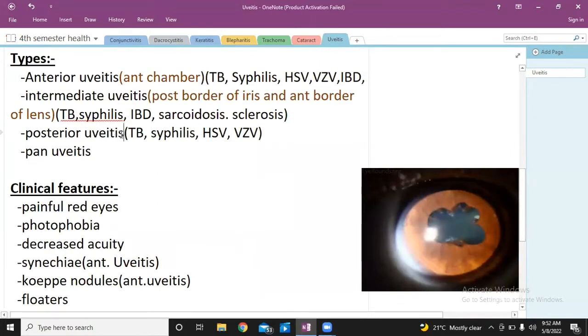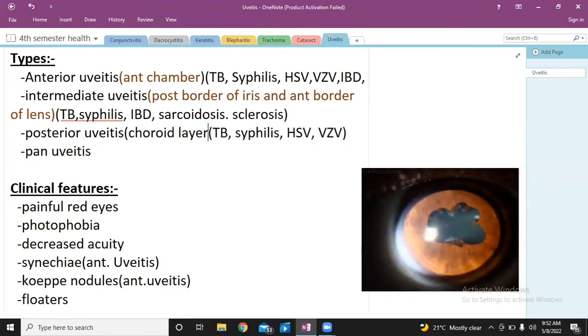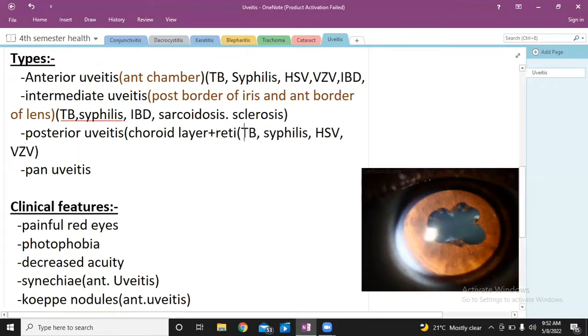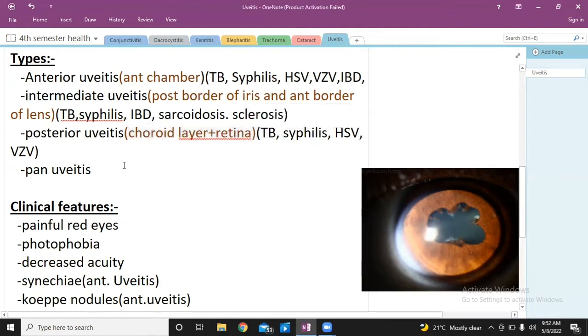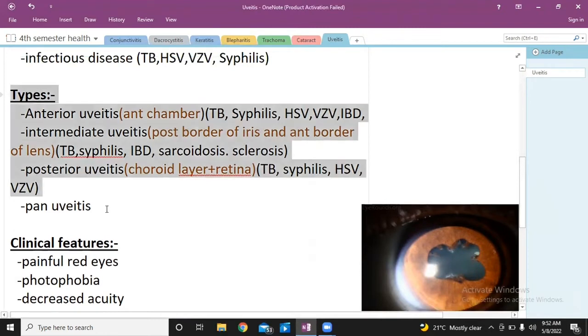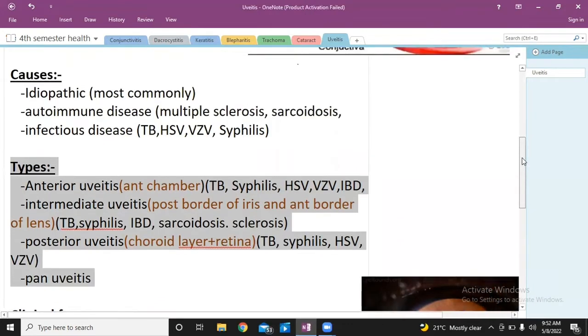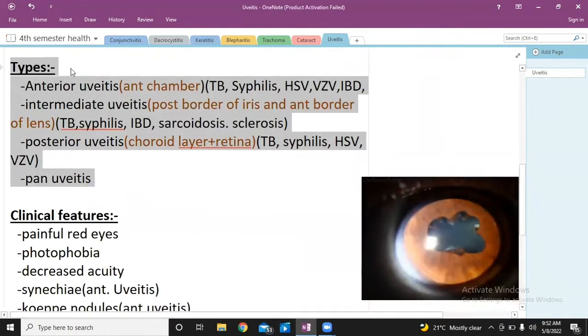Now, what is posterior uveitis? Posterior uveitis is when the choroid layer is affected, and since the choroid is very close to the retina, sometimes we also see inflammation of the retina with this. So this is posterior uveitis. Now, all of these types are based on the location, on which part of the uvea is affected. When different parts are affected, they give you different types of uveitis.